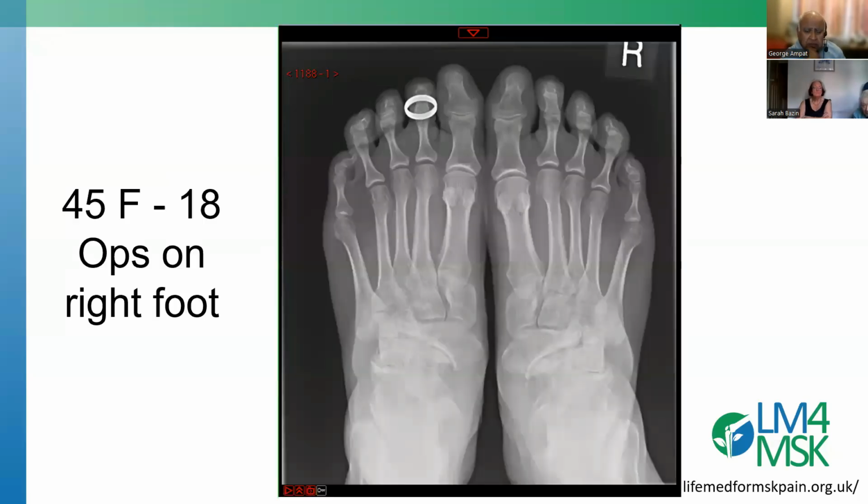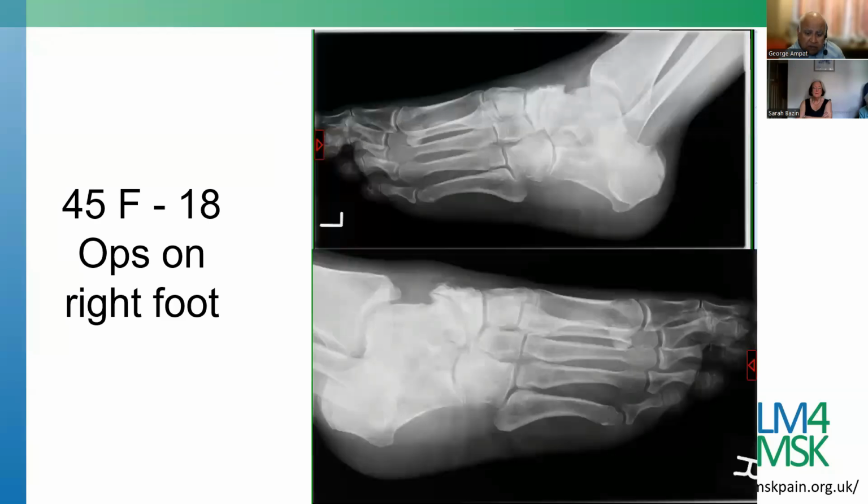I'll show you some of the disasters from surgery. This is a 45-year-old lady who had some midfoot arthritis in both feet. She agreed to an operation, and one operation failed, the second operation failed. In total, she had 18 operations, not one or two, 18 operations.